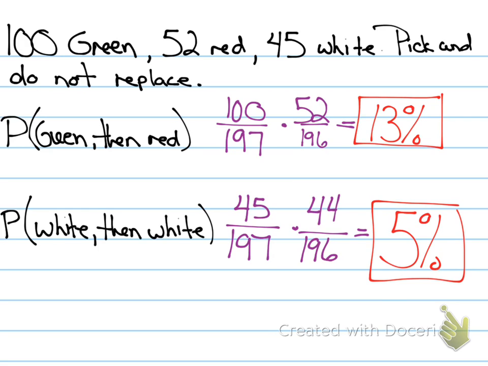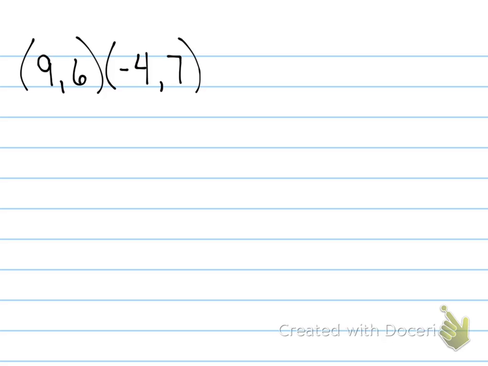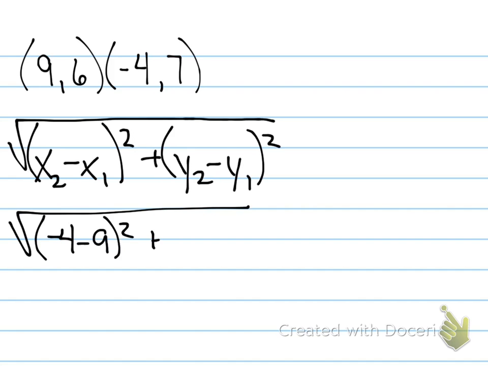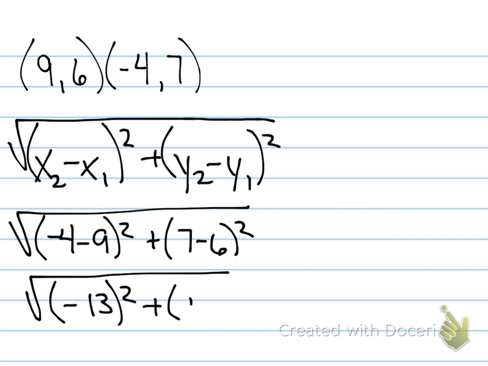Find the distance and the midpoint of the ordered pairs. Rack those brains. Come up with your formulas. Find the distance and the midpoint of these two ordered pairs. So to find distance, I've got my formula: x2 minus x1 squared plus y2 minus y1 squared, all under a square root. I subtract and I square.